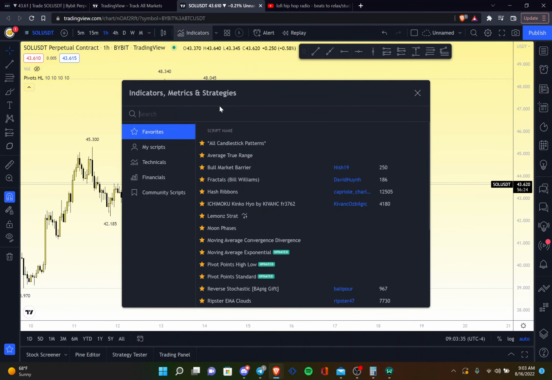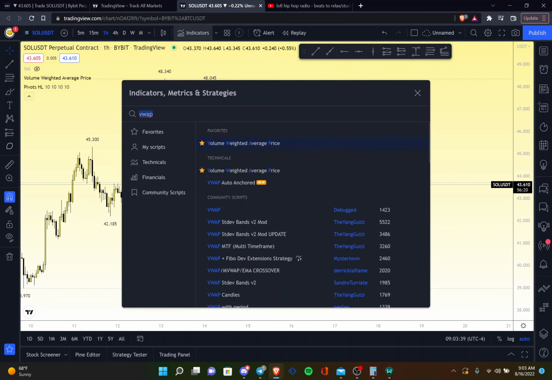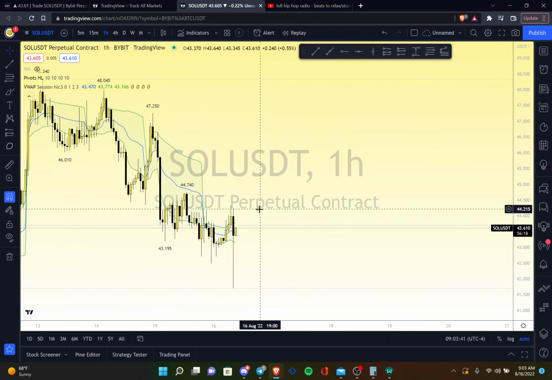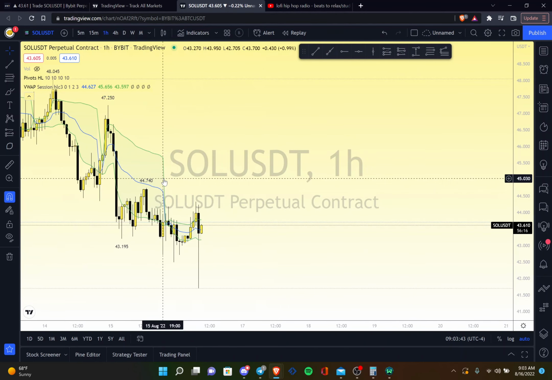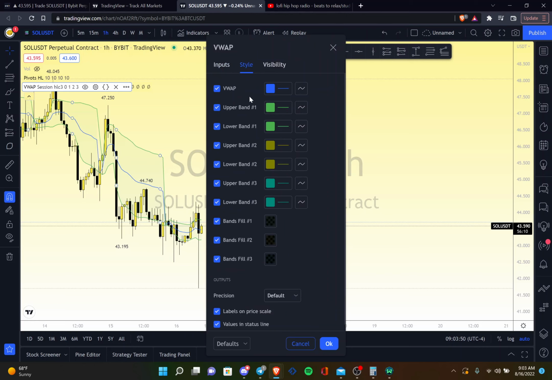Next is the VWAP. I believe the VWAP is free. It used to be behind a price wall on TradingView, but they made it free. So this is a great indicator. All it does is show the value of the volume weighted average price, so where the most volume of a price was traded at a specific time.